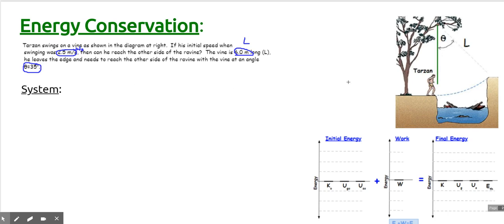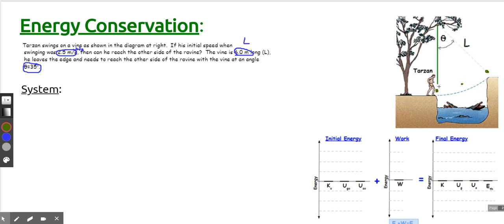So let's think about this. I think a natural idea here would be to say, well, maybe we're going to consider his energy right here compared to what energy he'd need to get right here. Okay, and let's just talk about those energy transformations here real quick, and let's consider another point right here.